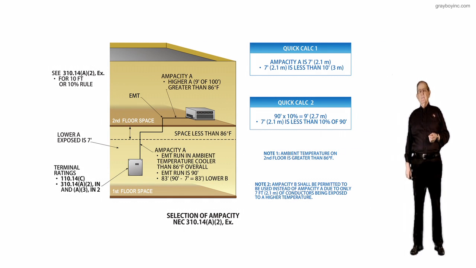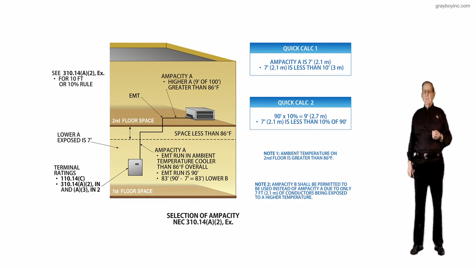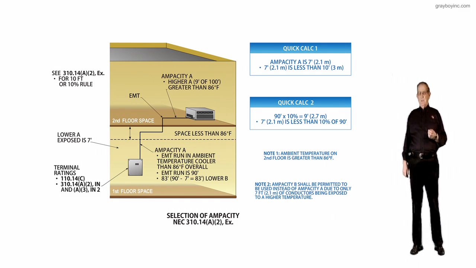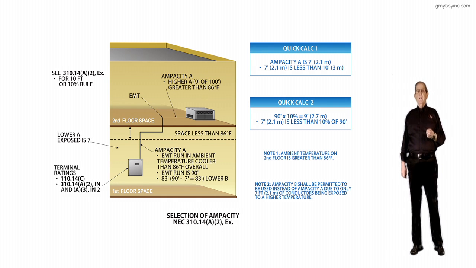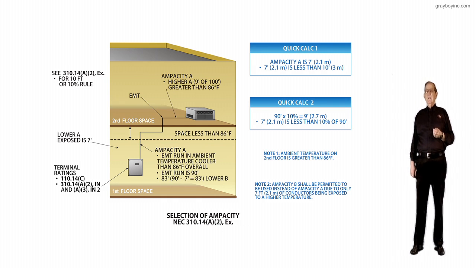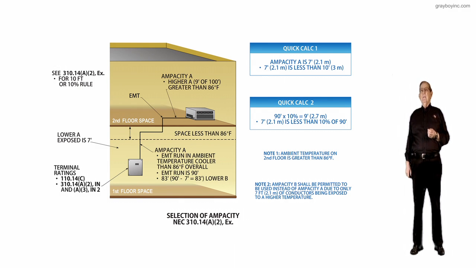This illustration deals with selection of ampacity in accordance with 310.14(A), as in the exception. The purpose of the change: section 310.14(A)(2) has been relocated from 310.15(A)(2) in the 2017 National Electrical Code. Now, notice if you're doing these calculations, I kind of go in this order. You can do it either way you want.